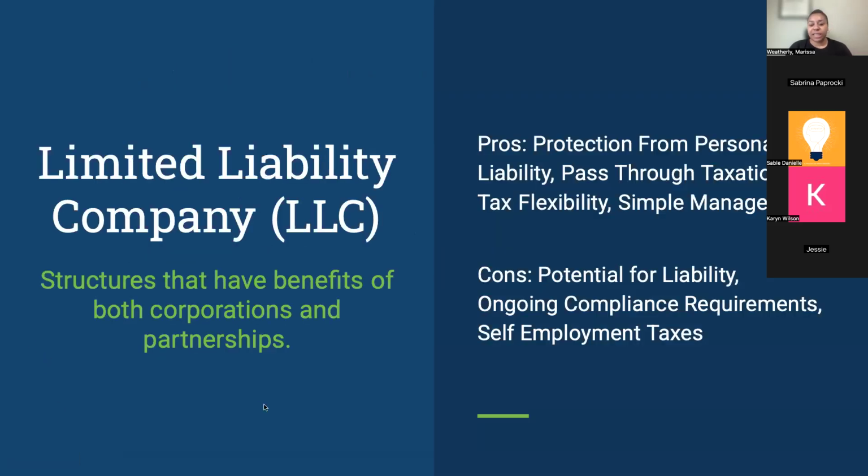So next is LLC. This is probably the most popular and common structure that small business owners will have, because they not only benefit the corporation, but they also benefit the partnership that you have with whomever it is you're going into business with. So the pros for an LLC is you have protection from personal liability. I always think of an LLC like a house. You want to be inside the house and not outside the house. Your LLC is like a house protecting you from the liability and the elements going on around you.